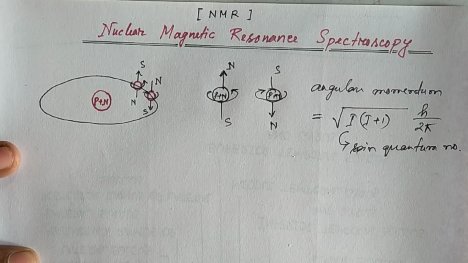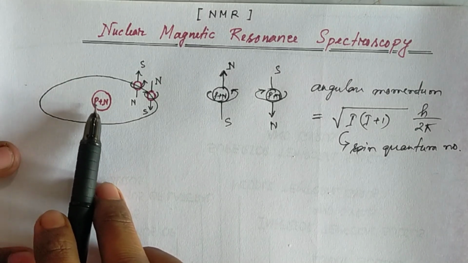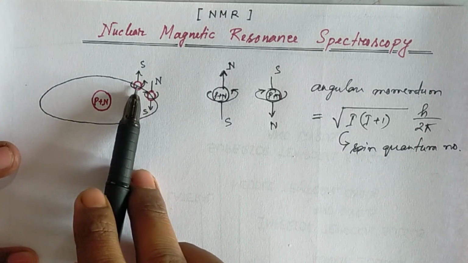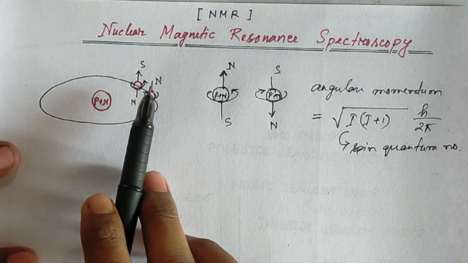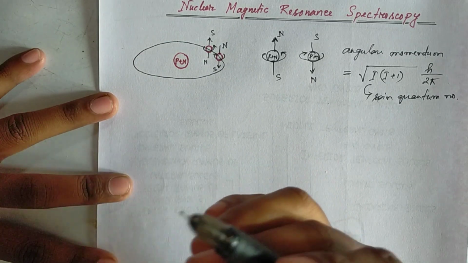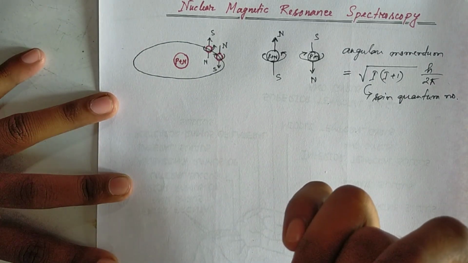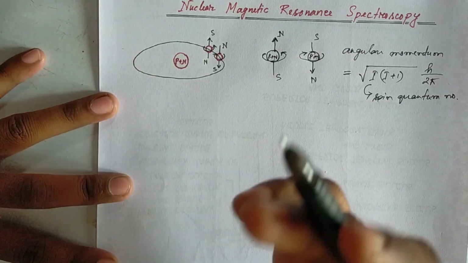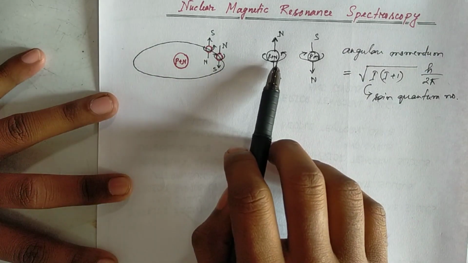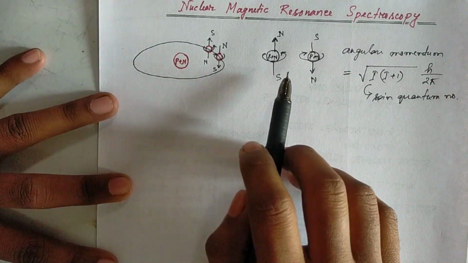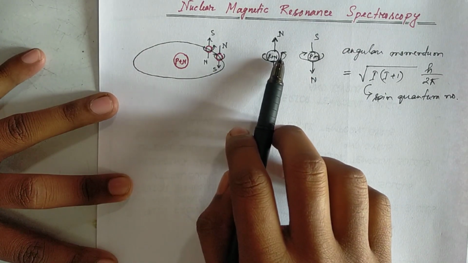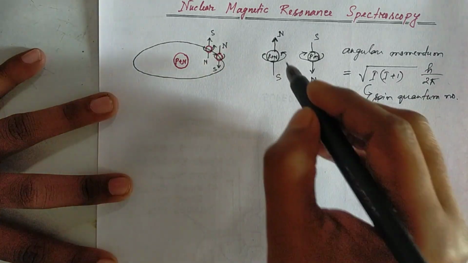Okay, so as we know, I have drawn here a nucleus, which is made up of protons and neutrons. These are electrons. Suppose there are two electrons revolving around the nucleus. The nucleus also has a spin character. The nucleus always spins about its axis. Suppose these are two nuclei, and this nucleus has protons and neutrons. This nucleus is spinning about its axis.